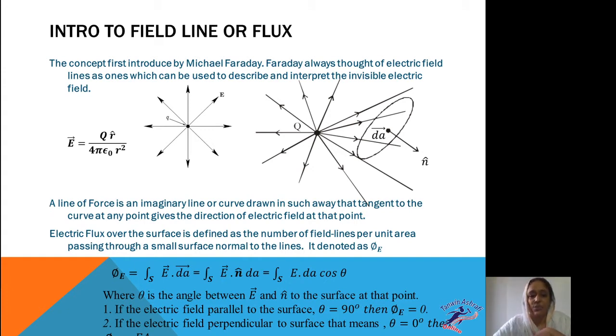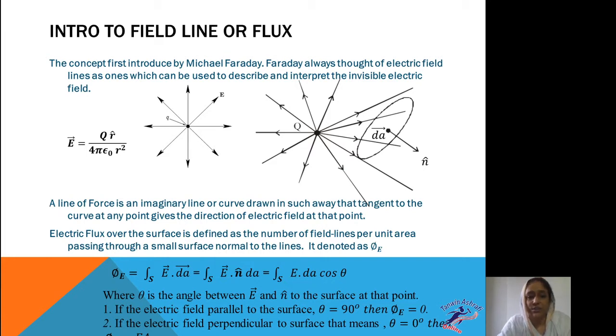The lines of force are imaginary lines, or curves, drawn from one place to another. They start from positive charge or end on negative charges. They never cross each other, they never intersect with each other. They are tangent to the curve at any point and give the direction of the electric field at that point.